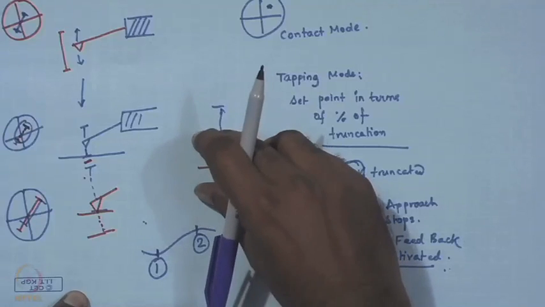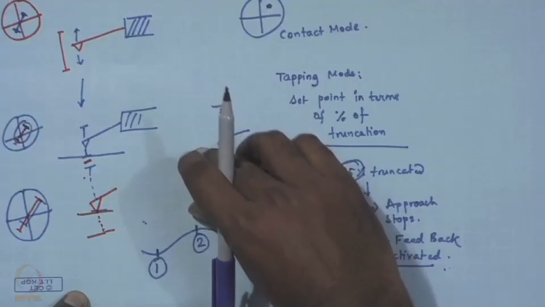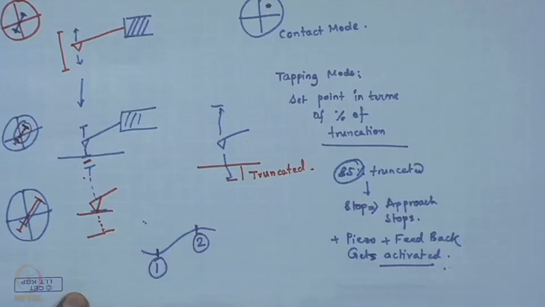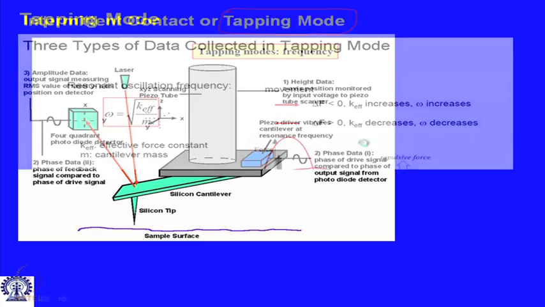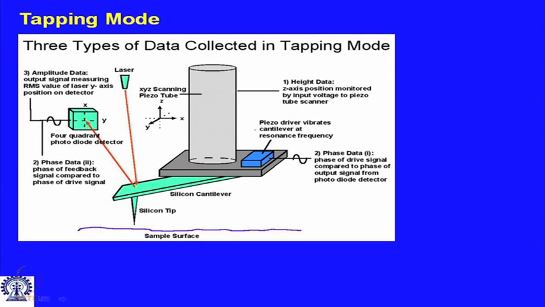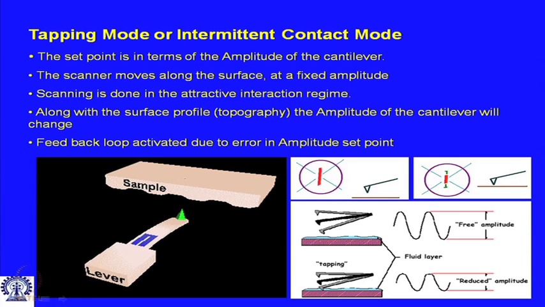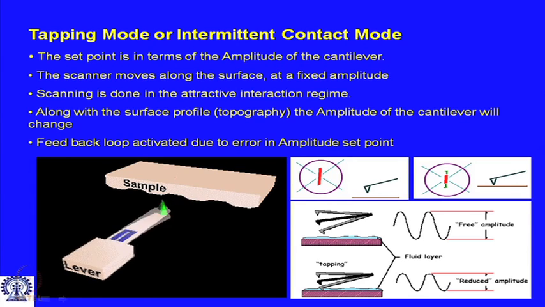This error is now fed to the scanner, which now retracts or changes its dimension in such a way. In this particular case, the scanner would become fat and short, so that the tip edge can go up and it sets back to the 85% limit again. So, this is how tapping mode works. The tip vibrates close to the sample surface, 5 to 15 nanometers away, with an amplitude of 100 to 10 nanometers, and this cartoon will give you a nice idea about the tapping mode.